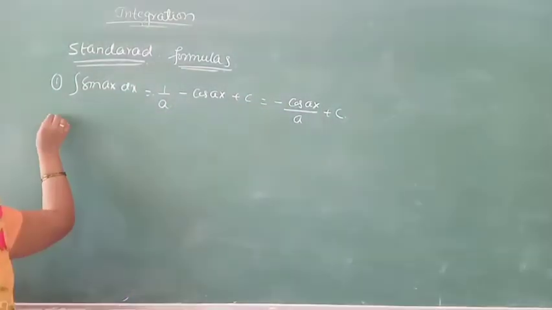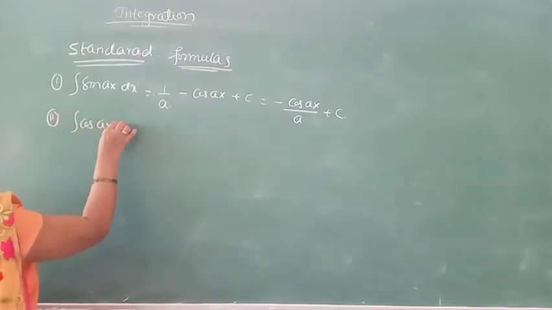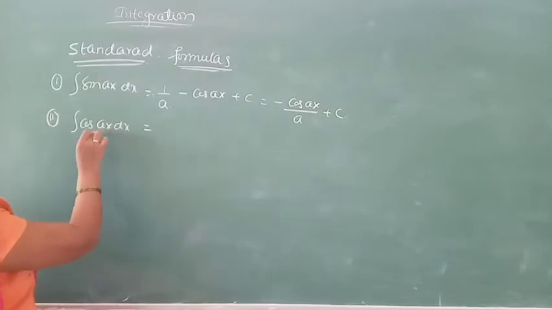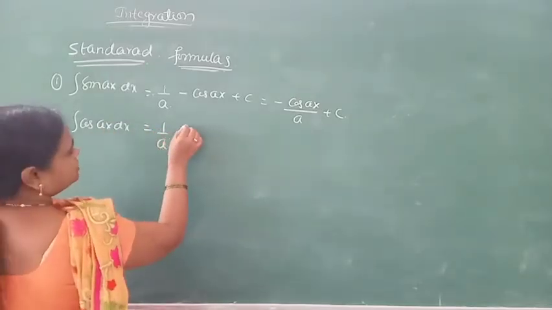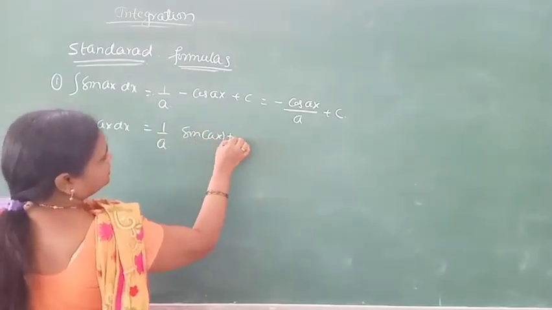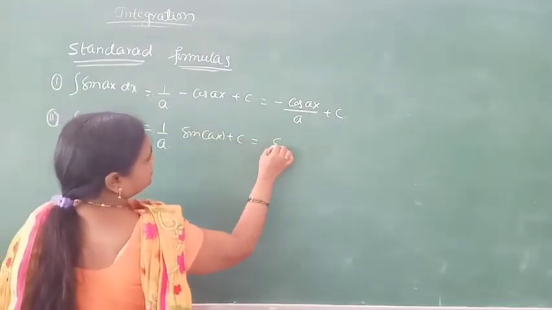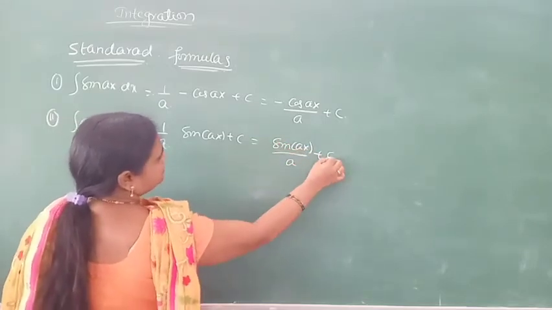Second one, integration of cos ax dx. See, x is multiplied by a constant. That one we are taking as 1 by a. Integration of cos is what? Sine ax plus c. Or else we can write sin ax by a plus c.